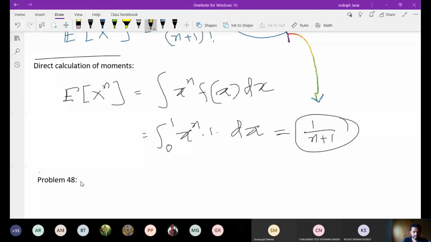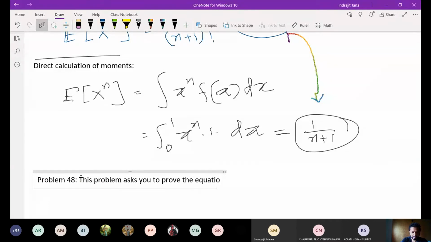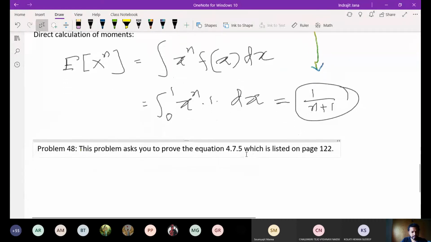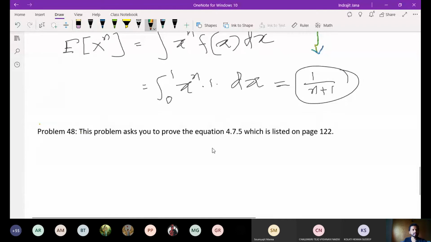Okay. So let me write this down. This problem asks you to prove the equation 4.7.5, which is listed on page 122. So let me tell you what the equation is.